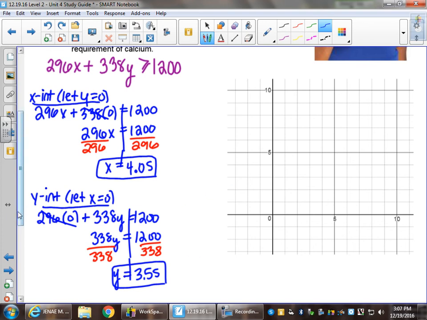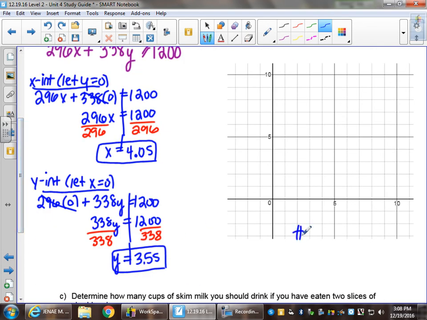So let's get some labels on our graph. X was number of cups of milk. Y was number of slices of cheese. It's nice, our numbers are given to us. X equals 4.05. Here's 4. 4.05 would be right after 4. And then for our y-intercept, 1, 2, 3. 3 is here, 4 is here. 3.55 would be roughly in the middle.